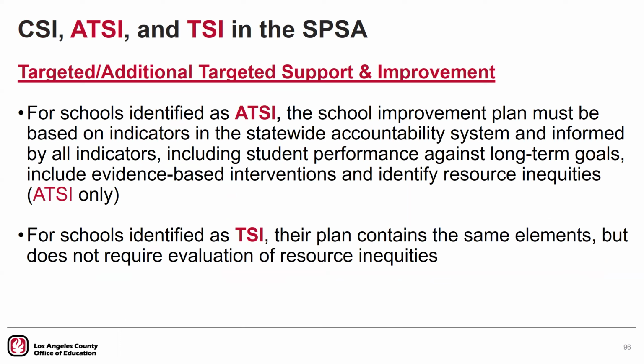For schools identified as ATSI, the school improvement plan must be based on indicators in the statewide accountability system and informed by all indicators, including student performance against long-term goals, evidence-based interventions, and identification of resource inequities. For schools identified as TSI, the plan has the same requirements as ATSI, with the exception of evaluation of resource inequities, which is not required.